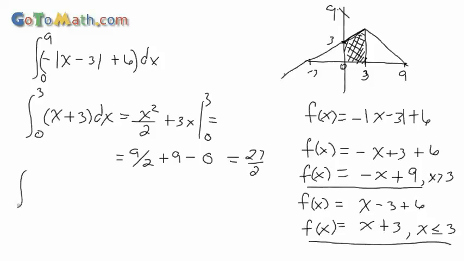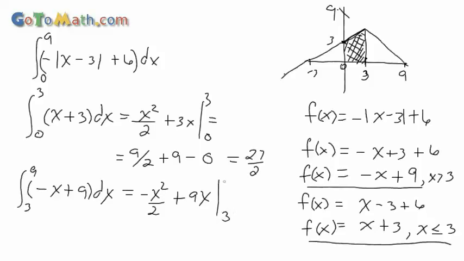And now we're going to go from 3 to 9. And this time we're going to be looking at this one here. All right. So we got negative x plus 9 dx. So we end up with negative x squared over 2 plus 9x from 3 to 9.